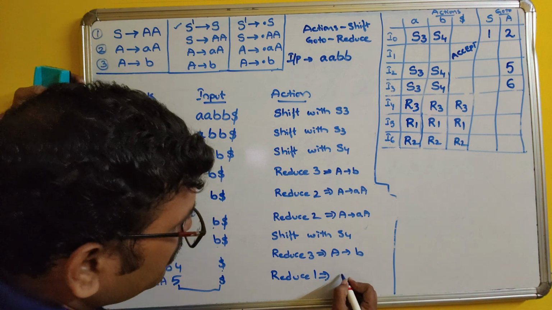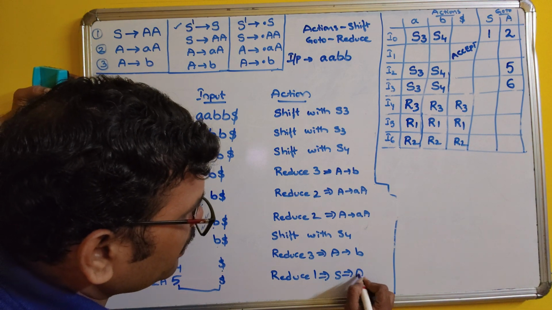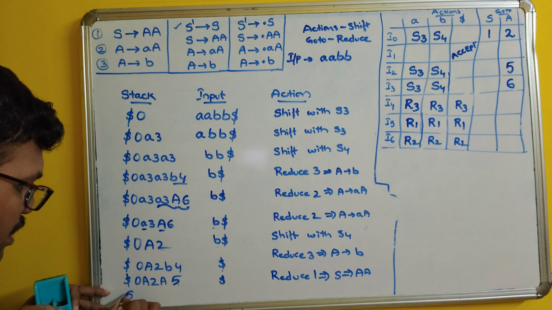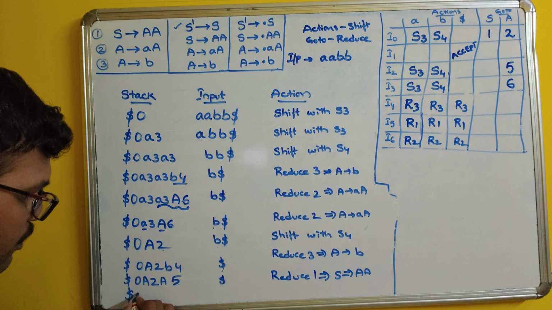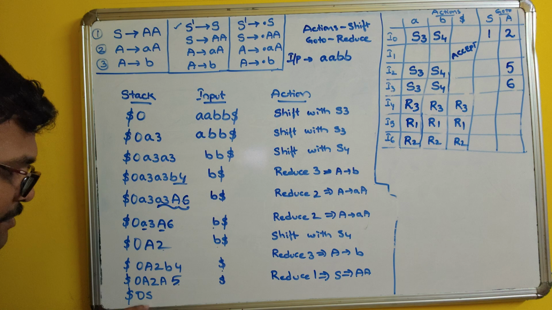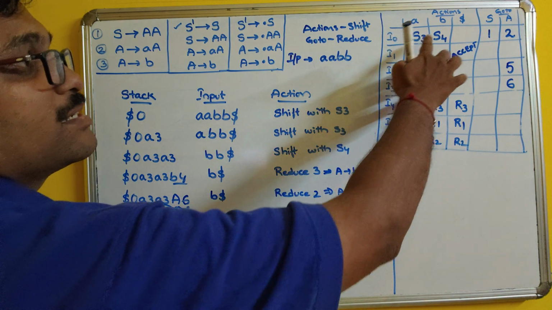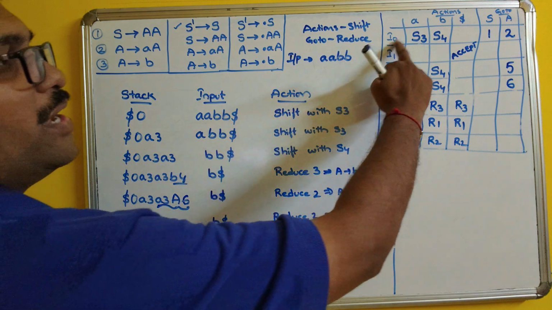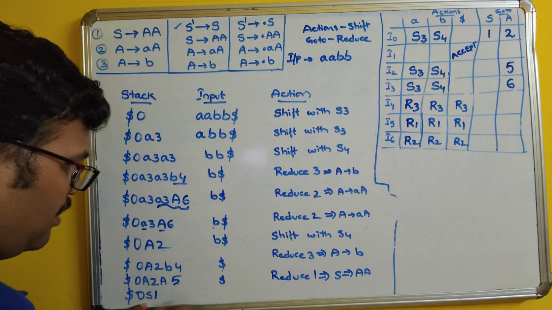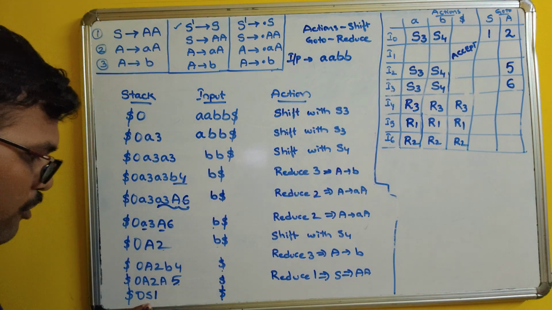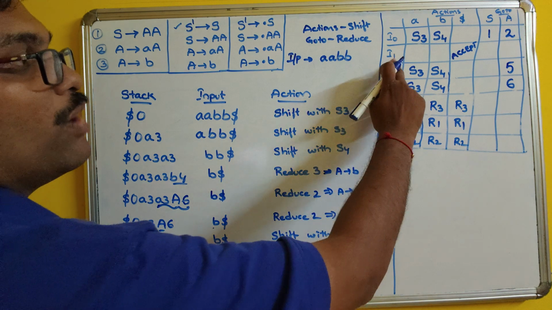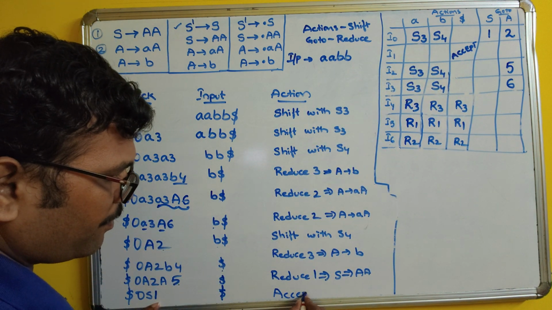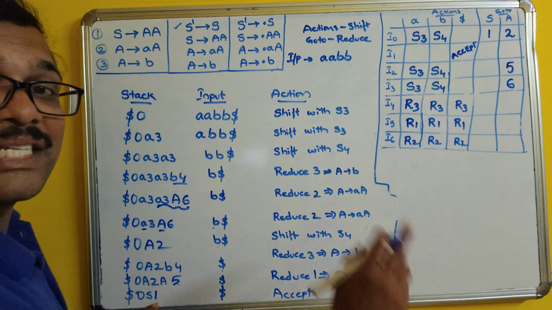What's the 1 here? S tends to AA. Now what happens here? We have to replace it with dollar. AA can be replaced with 0 S. Okay, you can see 0 S is 1 and this is a dollar. And now you compare with 1 and dollar. 1 with a dollar is an accept.